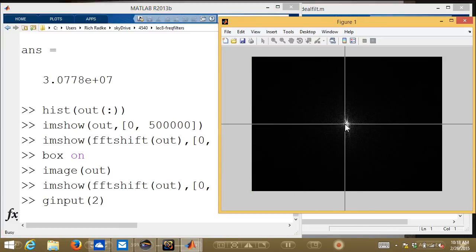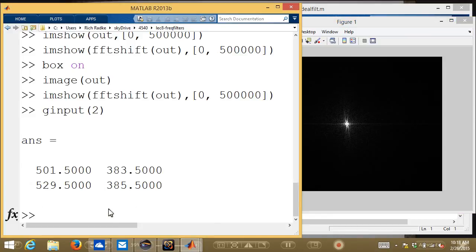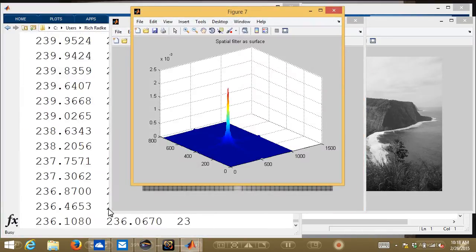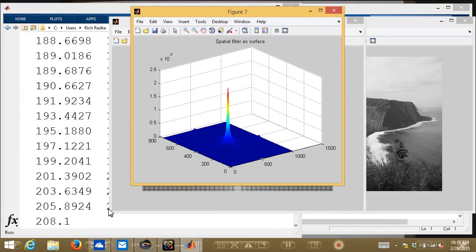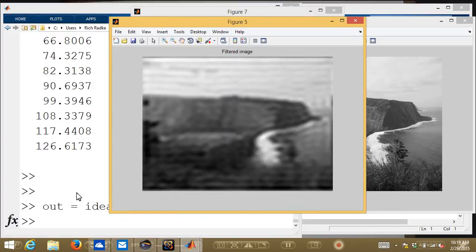I can try and grab a couple points off of here to see how wide this circle is. It's probably about 20 units wide in the frequency domain. So let's suppose that I make a 20 by 20 low pass filter. Okay. Whoa. The usual rookie mistake.